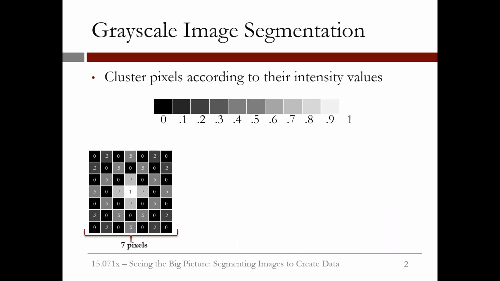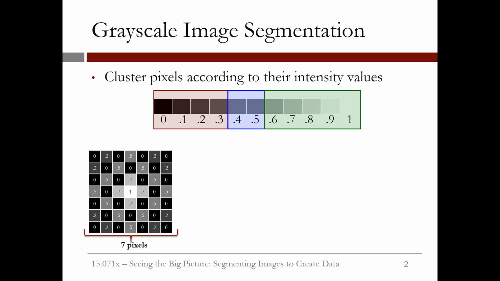Grayscale image segmentation can be done by clustering pixels according to their intensity values. So we can think of our clustering algorithm as trying to divide the spectrum of intensity values from 0 to 1 into intervals or clusters. For instance, the red cluster corresponds to the darkest shades and the green cluster to the lightest.